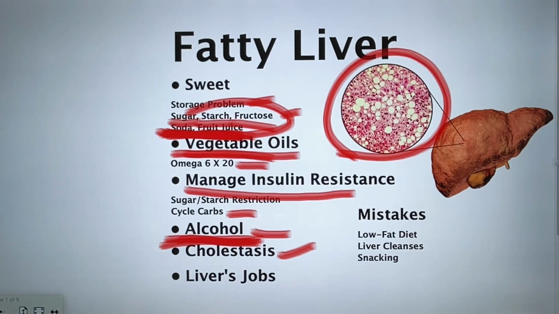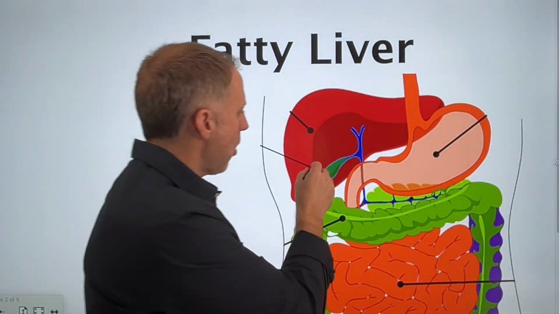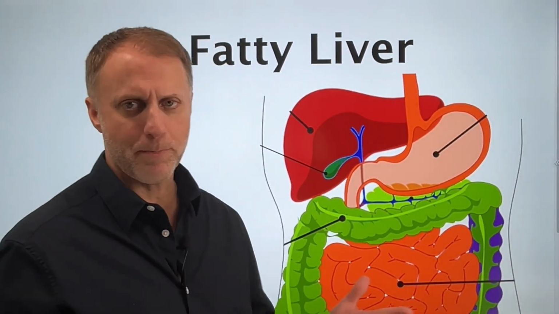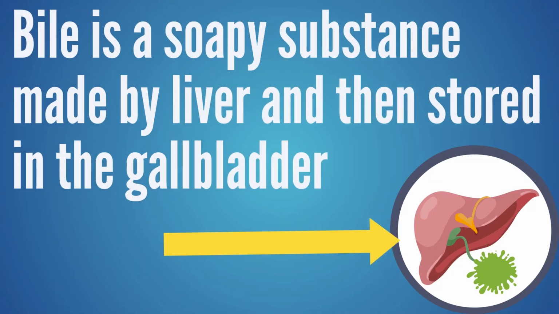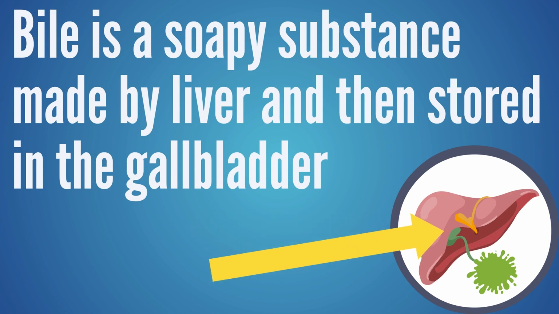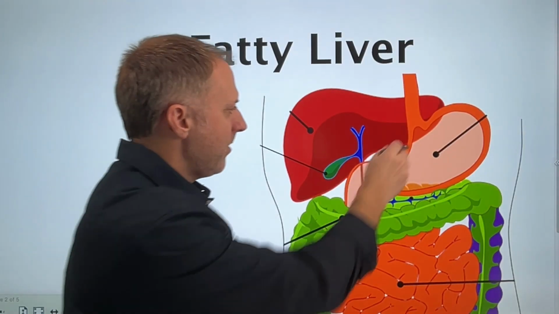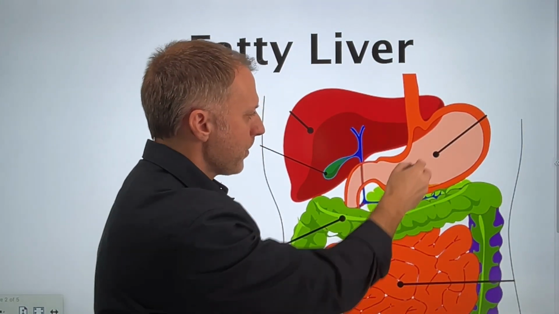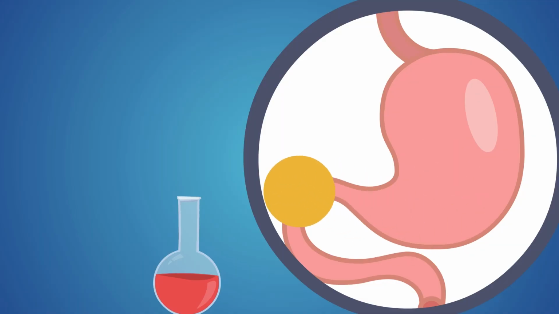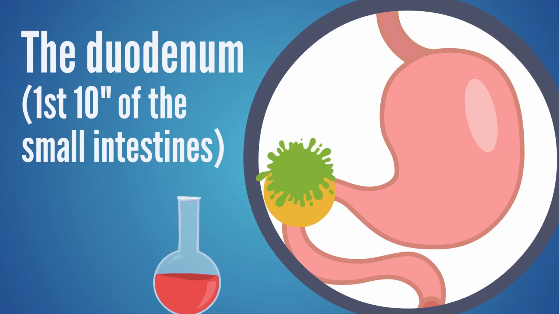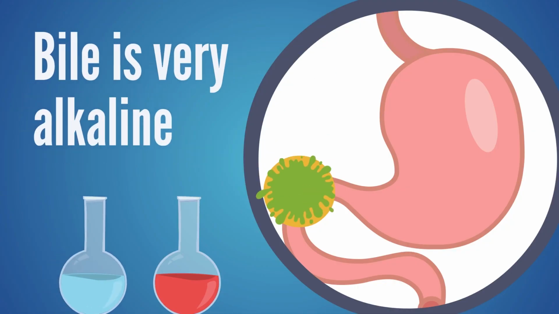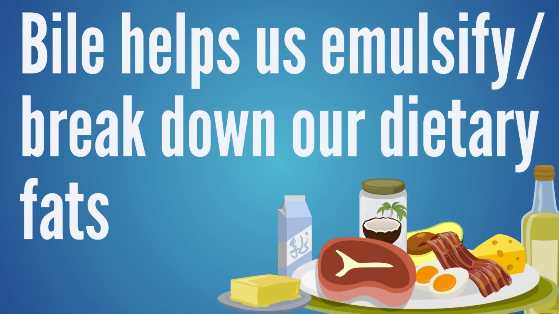So to understand what's happening here, this gallbladder's job is to store this bile. And when the liver's functioning correctly, it makes this soapy substance called bile that it sends down here to store in the gallbladder. So then when we eat food and we acidify that food, once that acidic product leaves the stomach and goes down here into the duodenum, that triggers this gallbladder to squirt this alkaline bile down that helps us neutralize those acids. And the bile is also used to help us emulsify or break down our dietary fats.